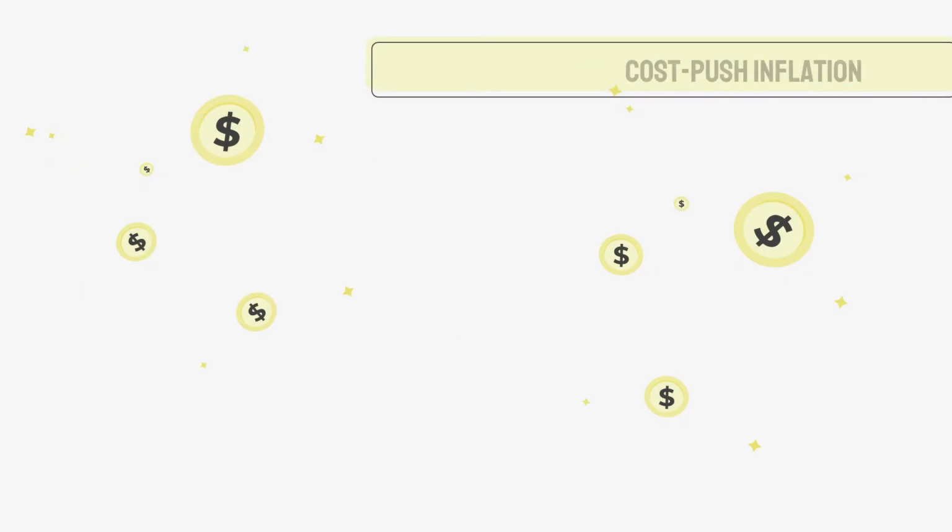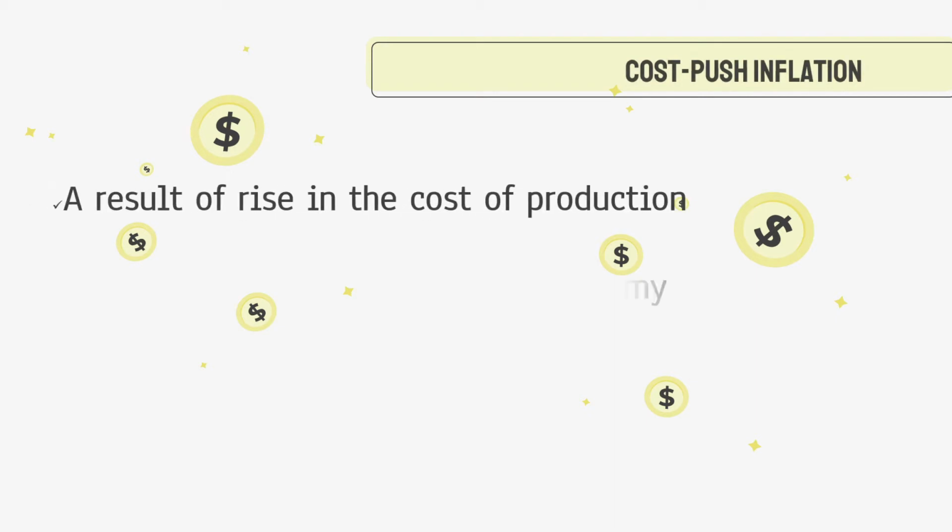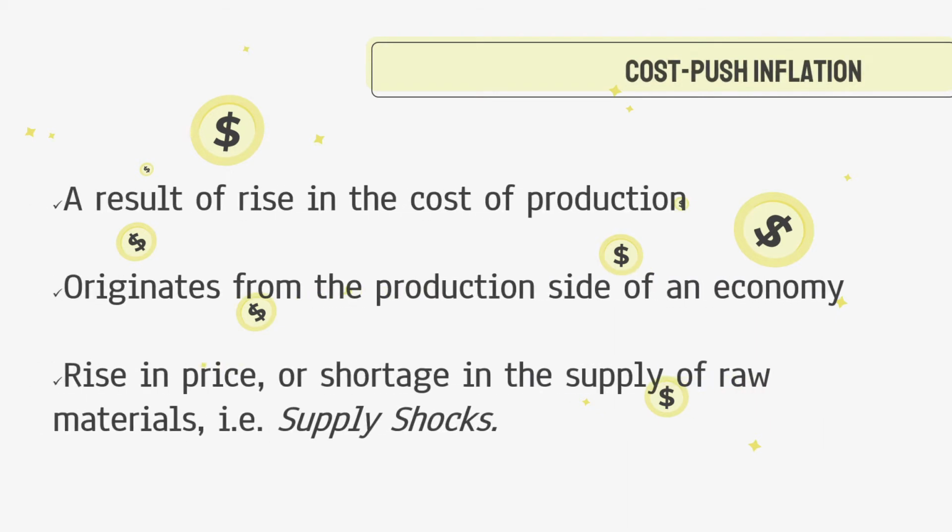To begin with, cost push inflation, as the name suggests, is a result of rise in the cost of production. In this perspective, cost push inflation originates from the production or supply side of an economy. Cost push inflation manifests in the form of rise in price or shortage in the supply of raw materials. The most common cause would be the sudden increase in the price of oil. Other causes can be shortage in labor supply, which might result in a sudden hike in wages. Economists call this by a fancy name, supply shocks.